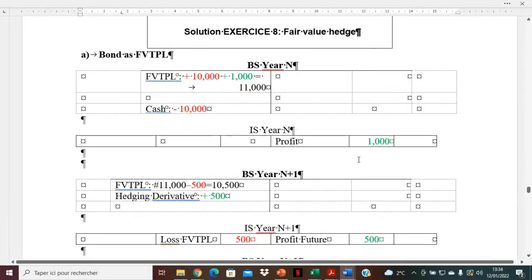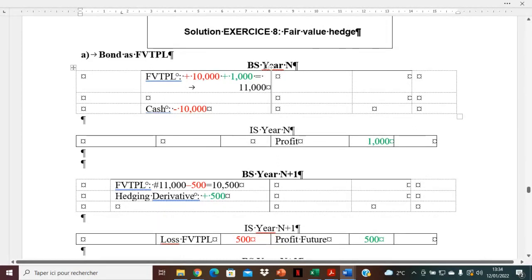Hello, can you hear me now? All right, I think we're good. Sorry for that. Then let's continue and have a look at the solution of this exercise. Okay, so here we are.